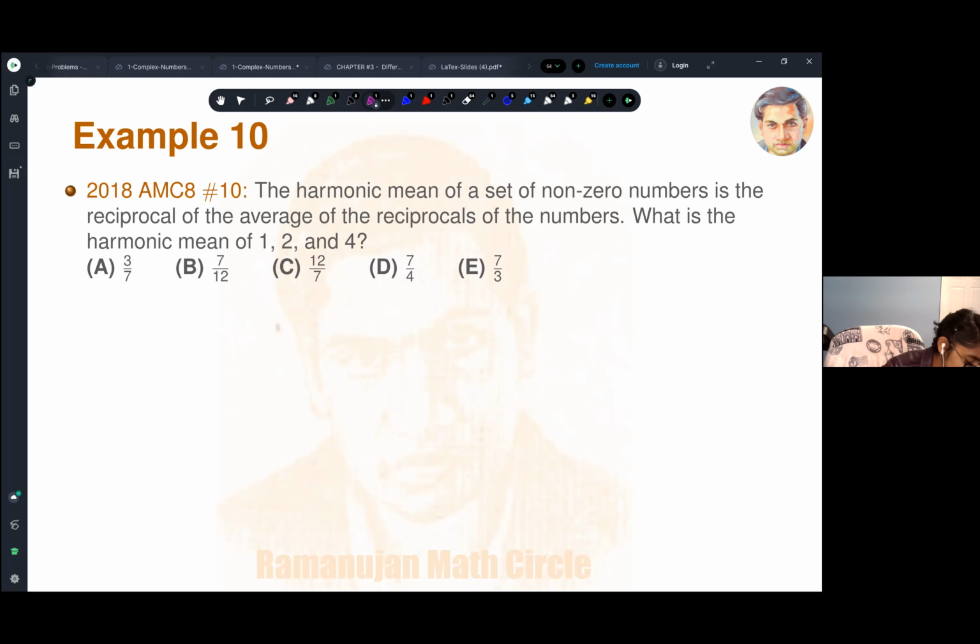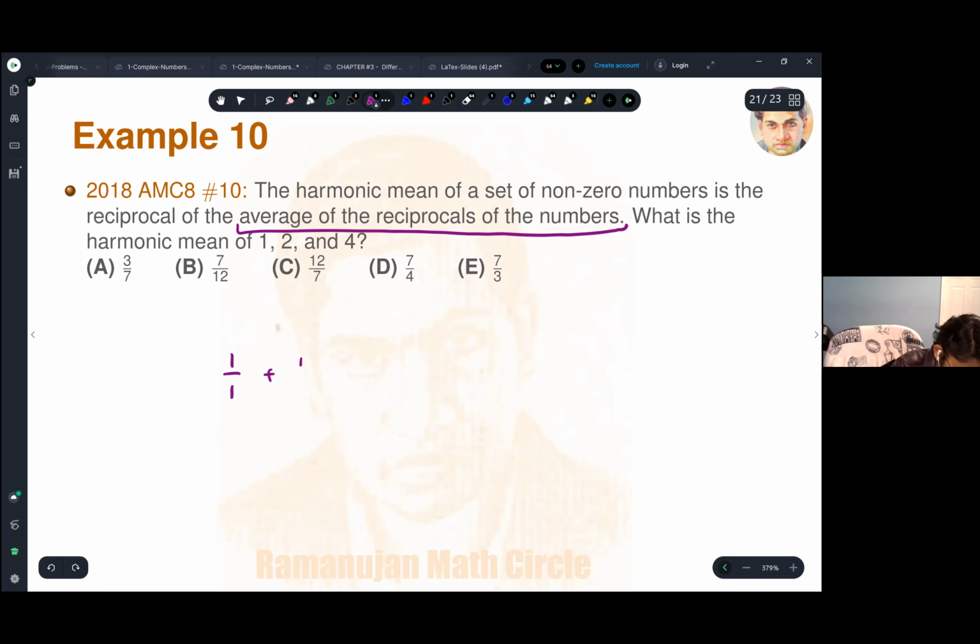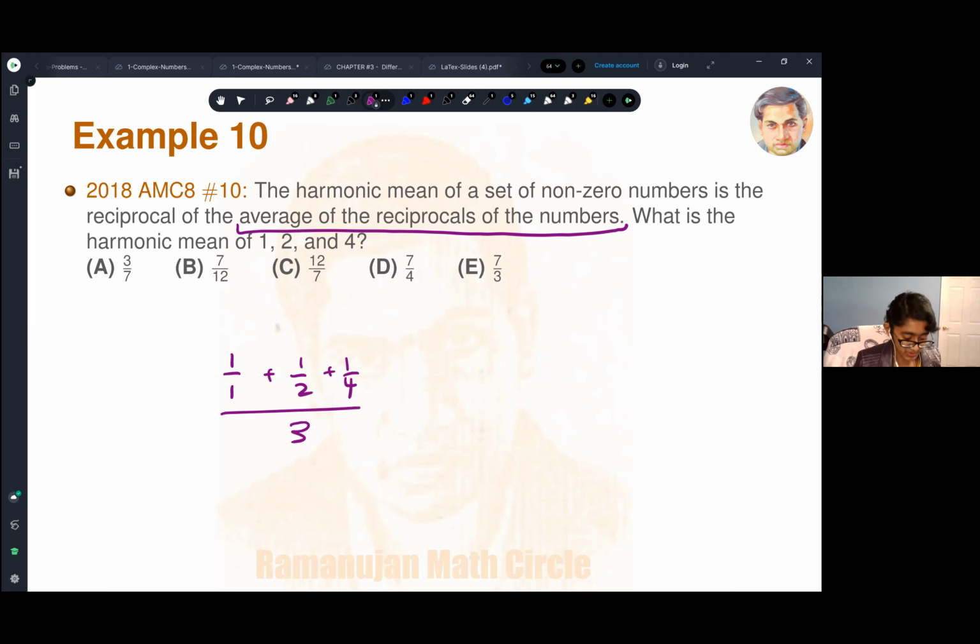That's so weird. So first of all, let's identify what the average of the reciprocals of the numbers is. That would be 1 over 1 plus 1 over 2 plus 1 over 4. Those are the reciprocals of the numbers. So you're summing that and dividing it by 3. That is the average of the reciprocals of the numbers.